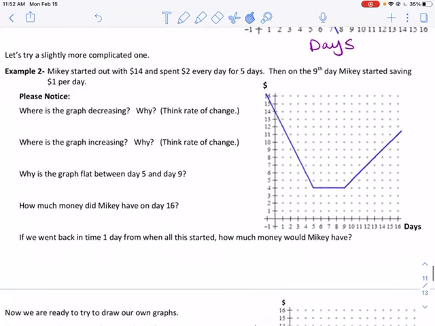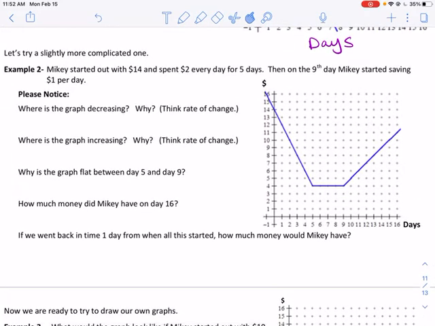Let's go over here and try one that's just a little bit more complicated. Mikey started out with $14 and spent $2 every day for 5 days. Then on the 9th day, Mikey started saving $1 per day. So I'm going to talk about each of these questions, but I want to make sure that we have some time to sketch our graphs.